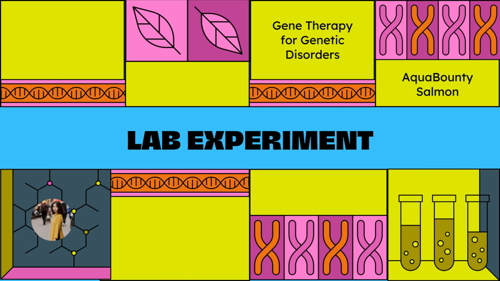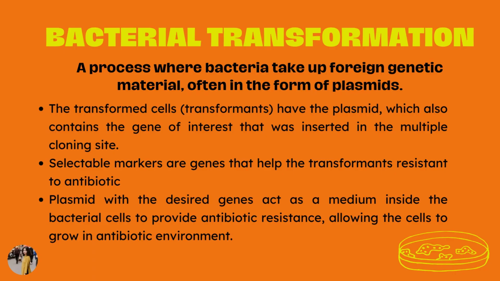Also, we have lab experiments in our biology courses that demonstrate genetic modification. We have bacterial transformation, a process where bacteria take up foreign genetic material, often in the form of plasmid. We have transformed cells, often called transformants, that will contain the plasmid and the genes of interest that were inserted in multiple cloning sites.